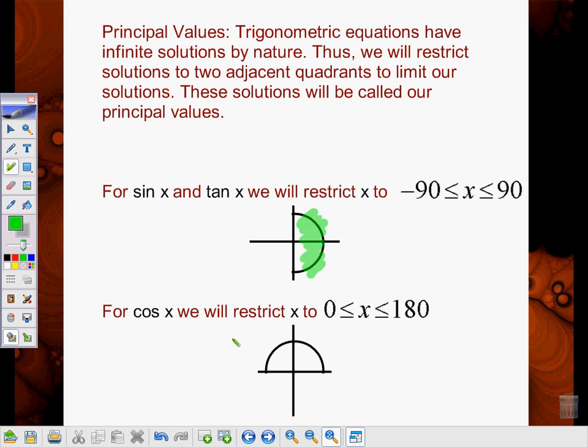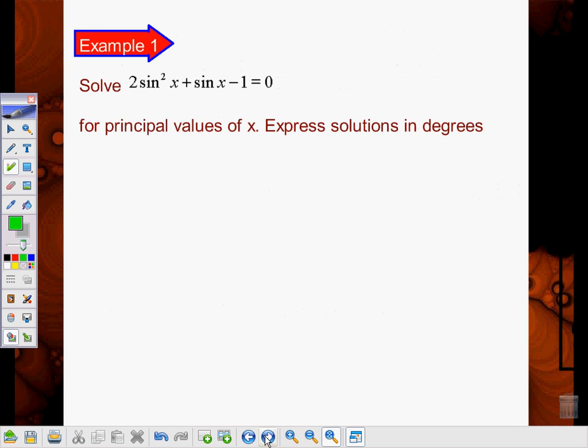For the cosine function, we will restrict our solution angles from 0 to 180 degrees, so the first and second quadrants. This way we don't have to worry about the infinite number of possibilities if we are talking about principal values. The nature of the problem presented may call us to look at other solutions, but this is the default, and if we explicitly say principal values, of course, we will be dealing with these possible solution sets.